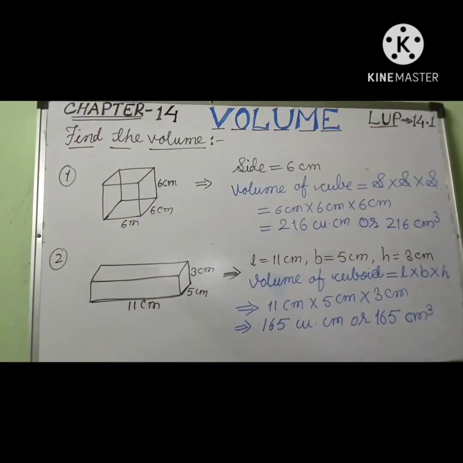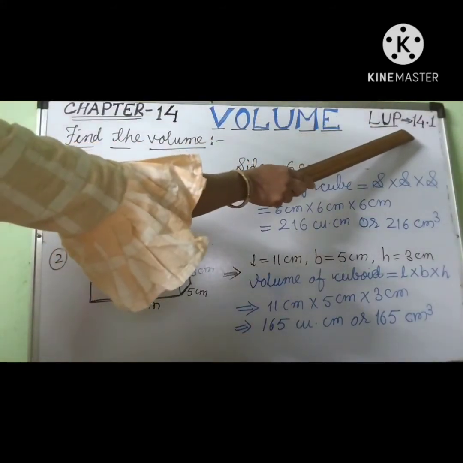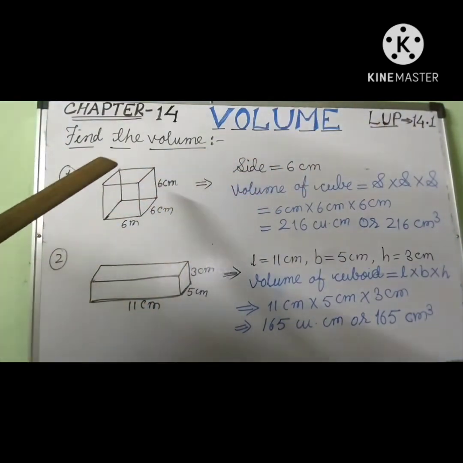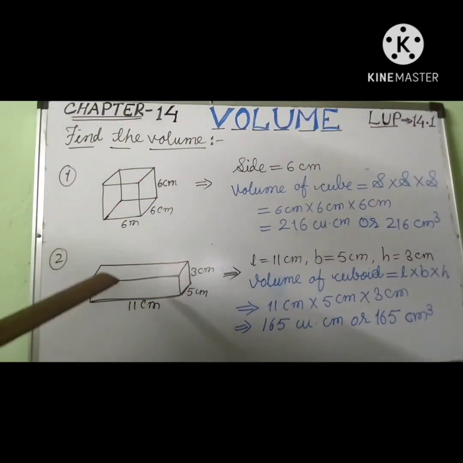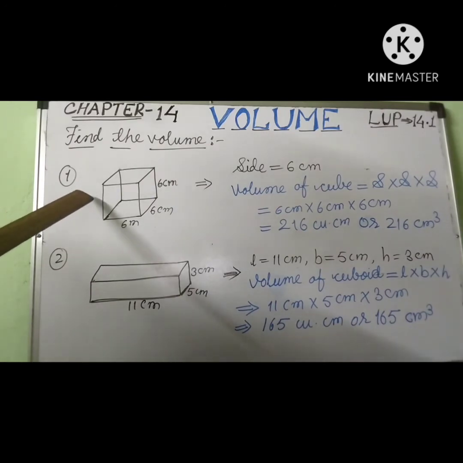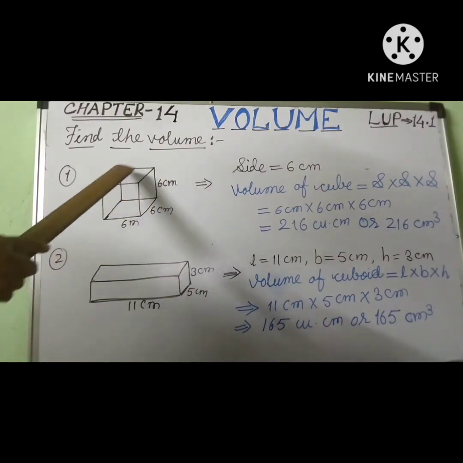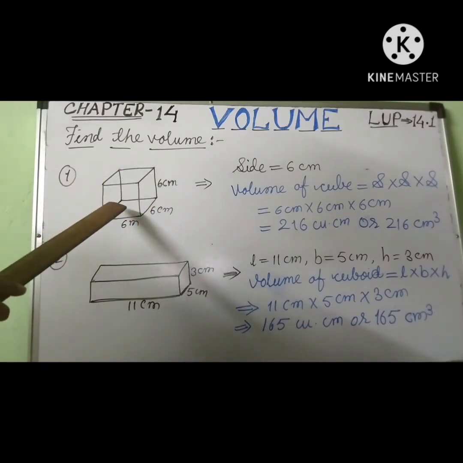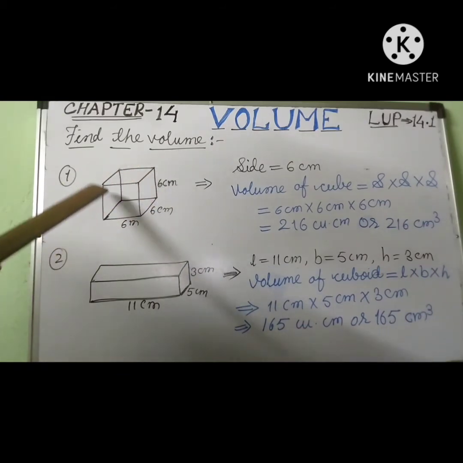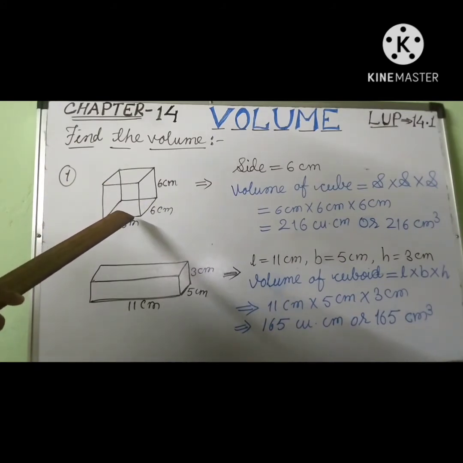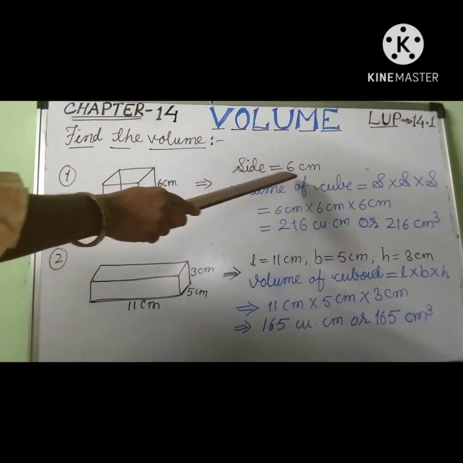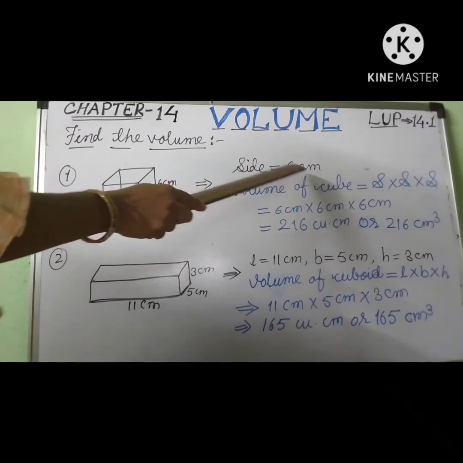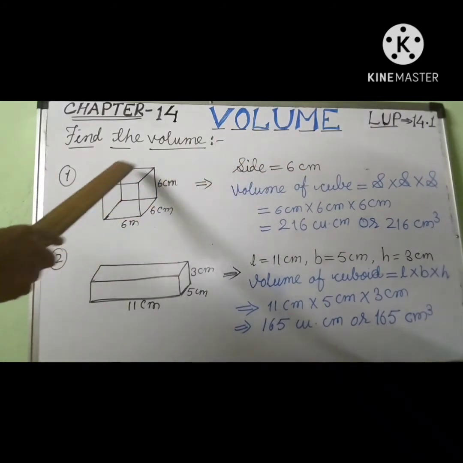So let's start. Let us practice 14.1 where we have to find volume of the different figures. Okay. Here the figure is given and all the sides of this figure is 6 centimeter. That means this is cube. Okay. If all the sides of a 3D shape are equal, that means it is cube. So we can write side is equal to 6 centimeter. Okay. So now we have to find volume of this figure.